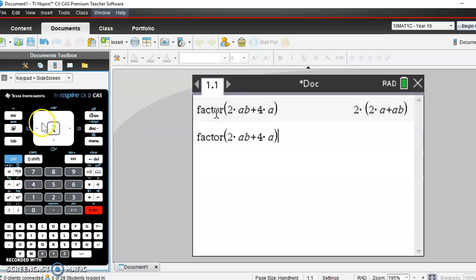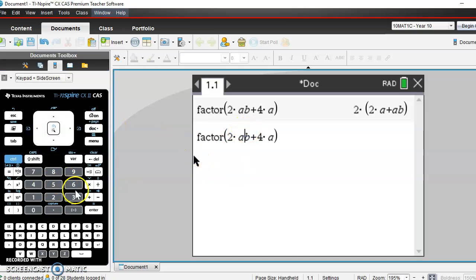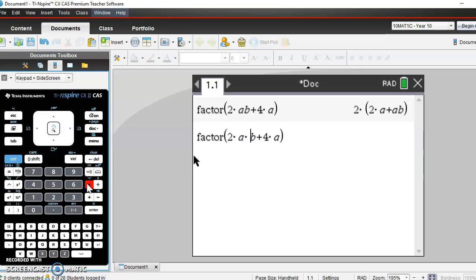and now I go back and I do what I should have done in the first place, and that is I have to put in the times there. So you are expected to go 2 times a times b. Don't do that, you won't get this answer here.